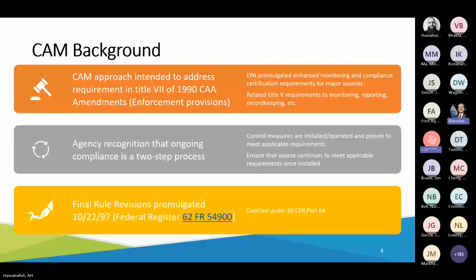The agency, as always, recognizes that ongoing compliance is a two-step process. First, that the control measures are installed and operated and proven to meet the applicable requirements set. And two, to ensure that the source continues to meet applicable requirements once these control measures are installed. And these final rule revisions for CAM were promulgated on October 22nd, 1997. There's a Federal Register link there, and it is officially codified under 40 CFR Part 64.